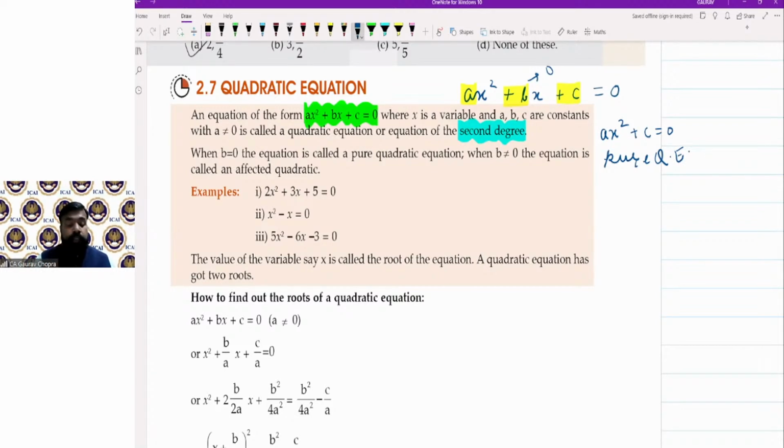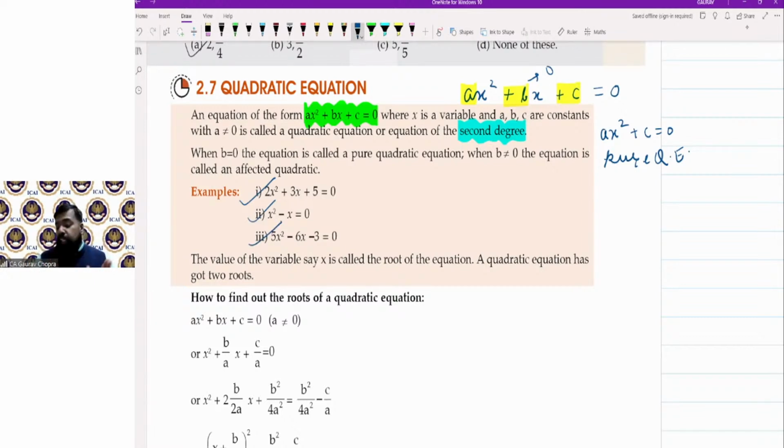Some examples are also given. Like, let's say the first example, 2x square plus 3x plus 5 is equal to 0. So this is known as a quadratic equation. Whenever an equal to sign is there, it becomes an equation. And when the highest degree, highest power, is 2, then it is known as a quadratic equation. So all these are examples of a quadratic equation.